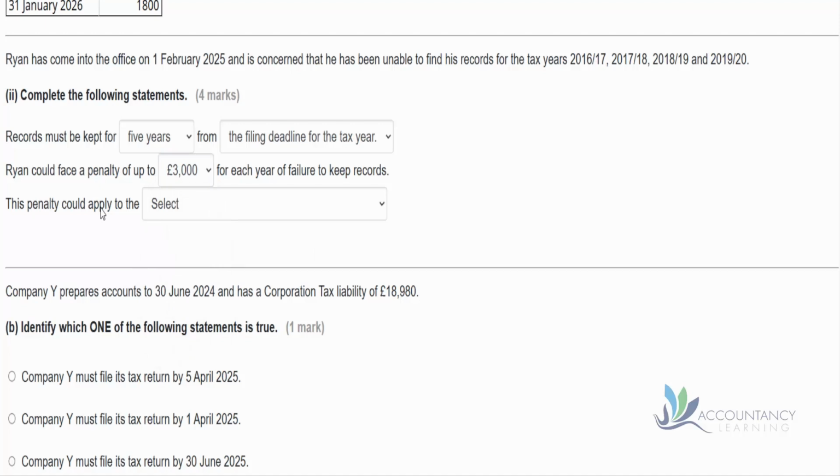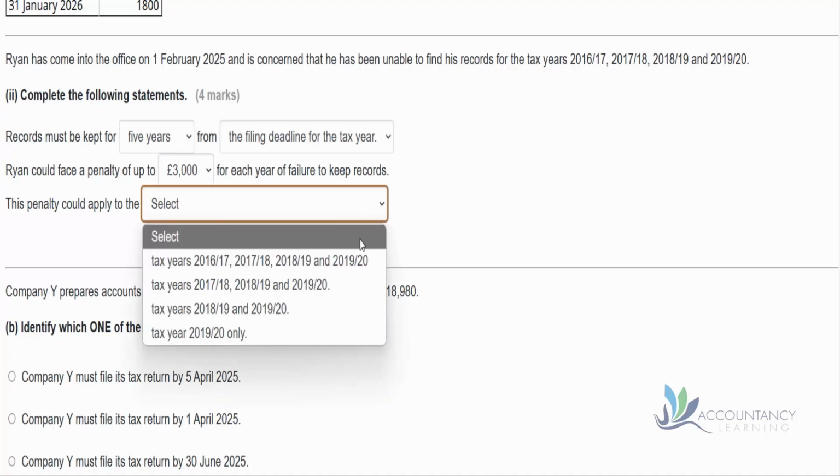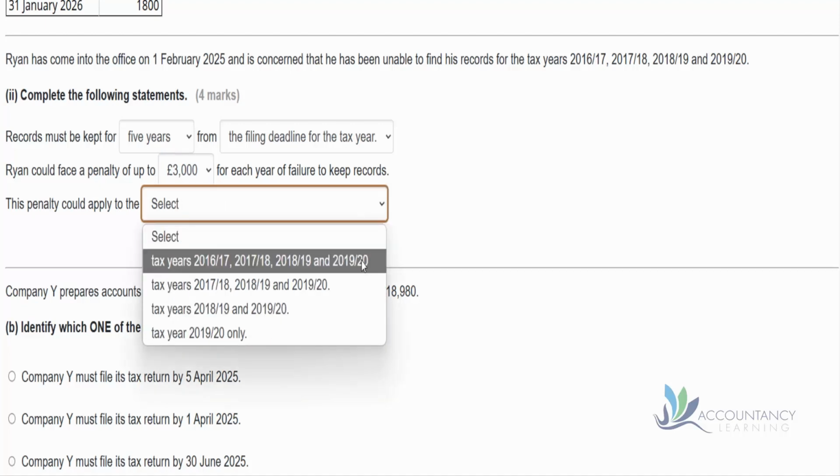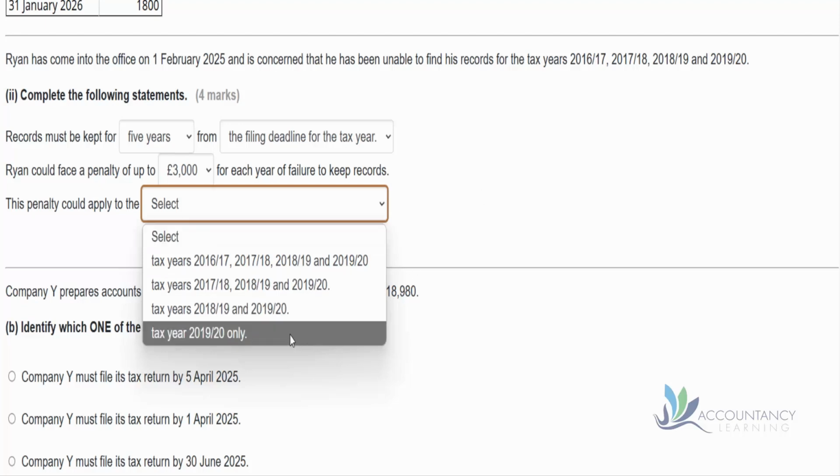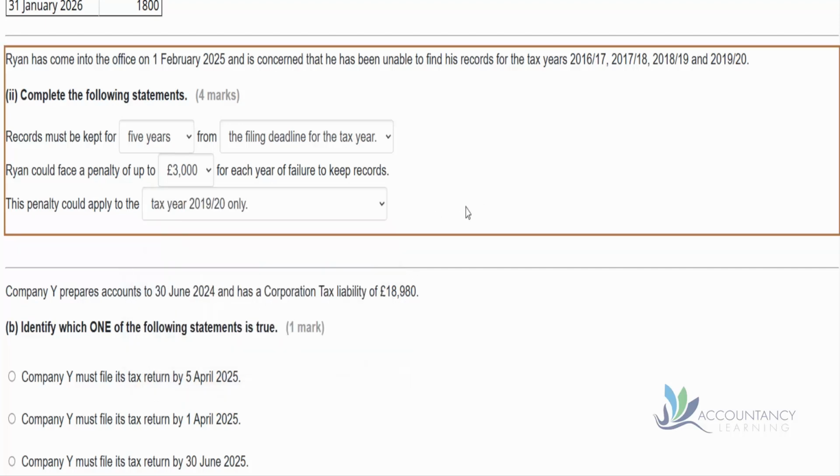And this penalty could apply to, okay, so we've got the various tax years. So we've got a 5-year requirement. So it's the 1st of February 2025. If we take 5 years off from that, we'd get 2020. So that means we could get a penalty for the 19-20 year, but all the other ones are further in the past than 5 years, so we don't have to worry about that. Okay, so yeah, we could potentially face a penalty just for that final tax year.